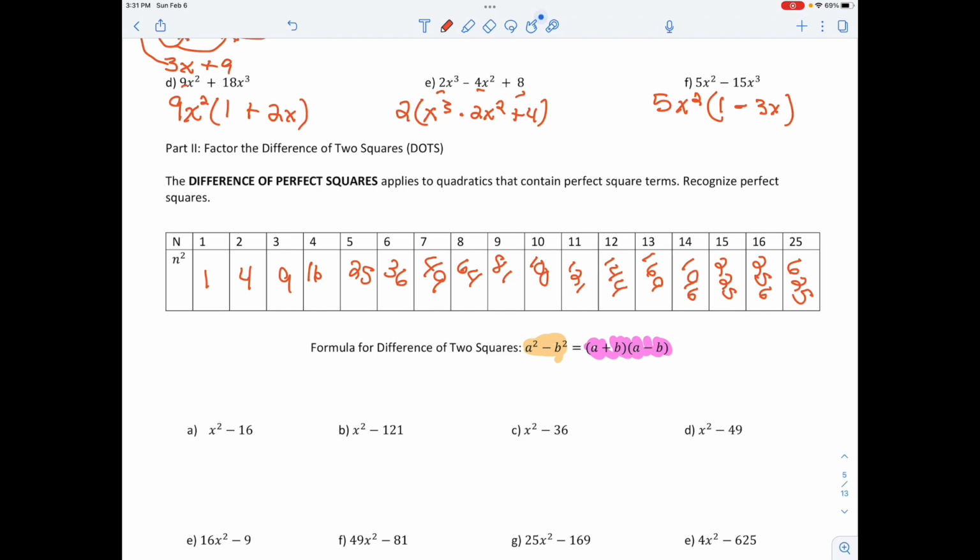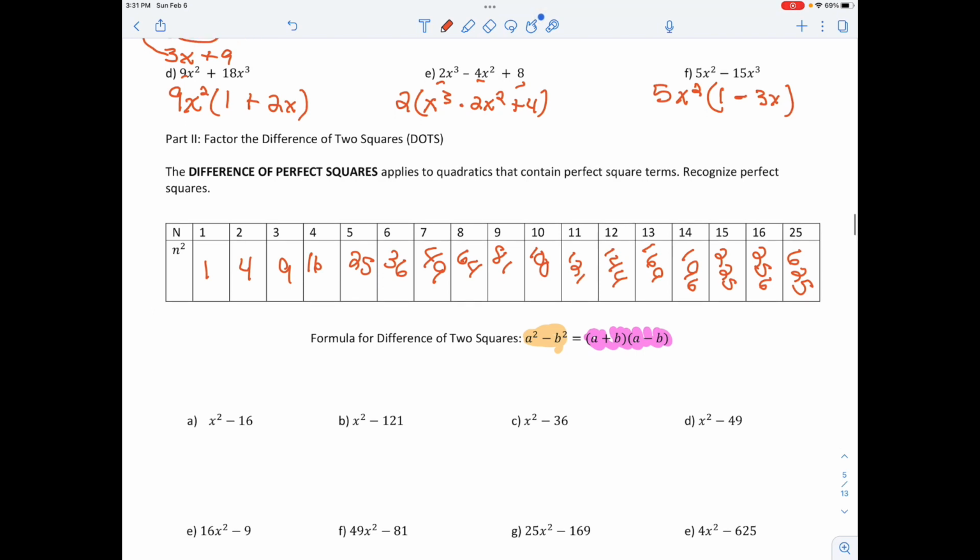In this video, I've already written the most common perfect squares, 1 through 16 and then 25. You may want to pause this video for a second so that you can write down these perfect squares. Okay, welcome back. So the formula for the difference of two squares is this. If I have two perfect squares, then I can factor them by saying a plus b, a minus b.